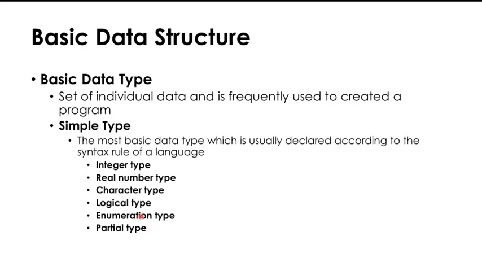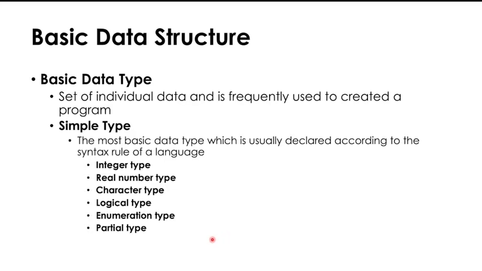Enumeration type, these enumerate all possible values of variables, so multiple values here. And then partial type, these are used to specify an original value by constraining existing data types, thus identifying upper and lower limits of a variable.